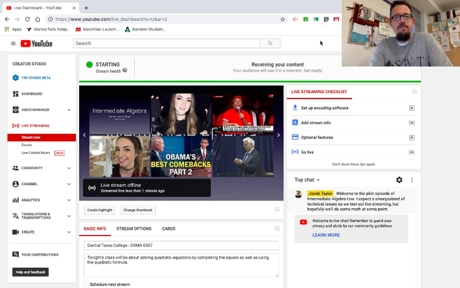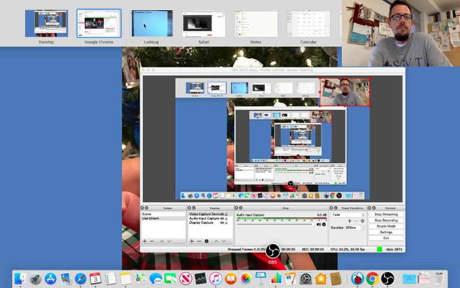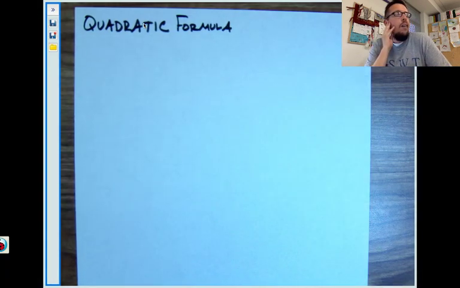Quadratic formula now. Are you using the back of this as scratch paper? Yeah. It's my card, too. All right.